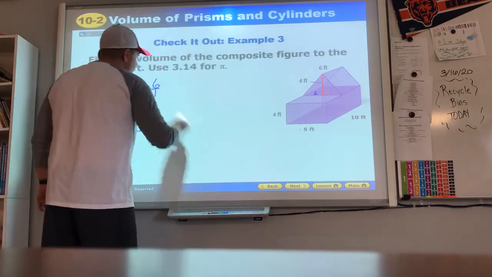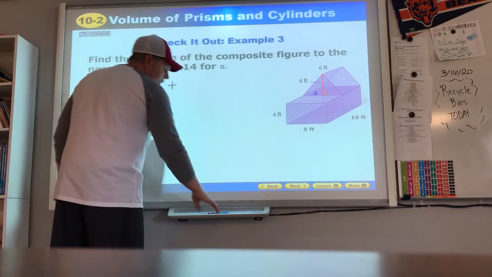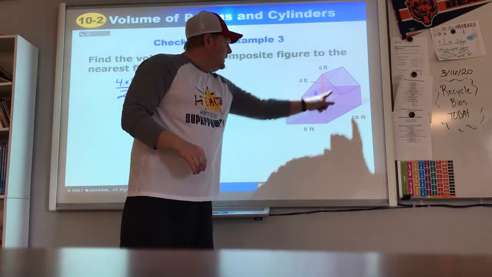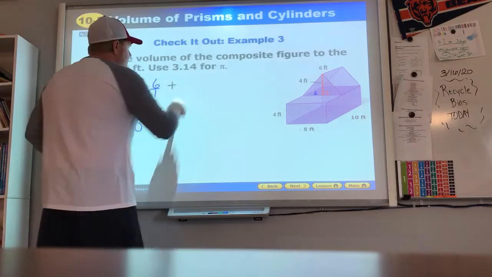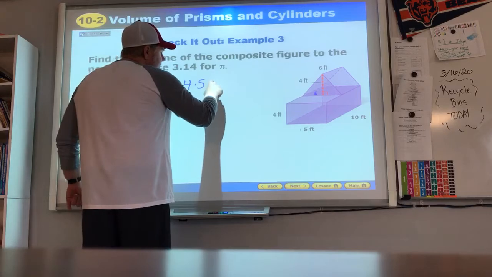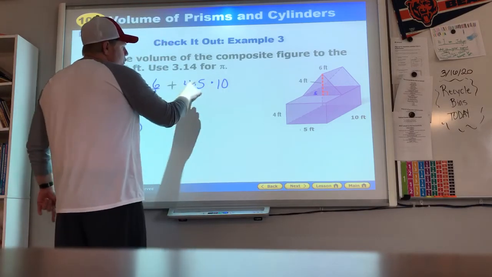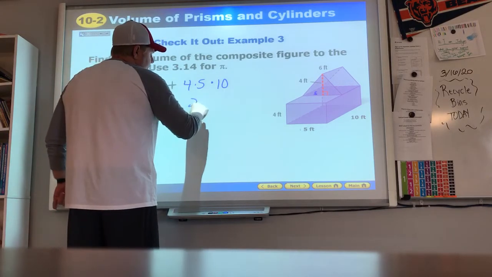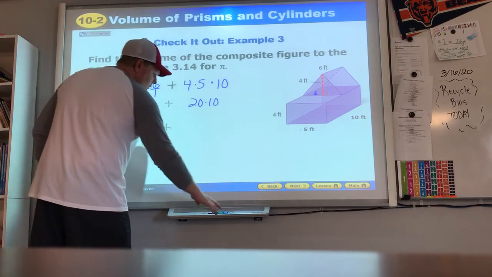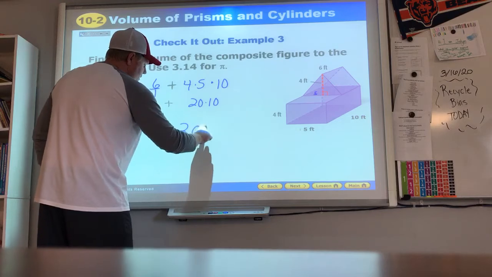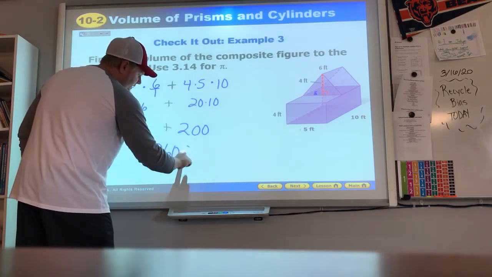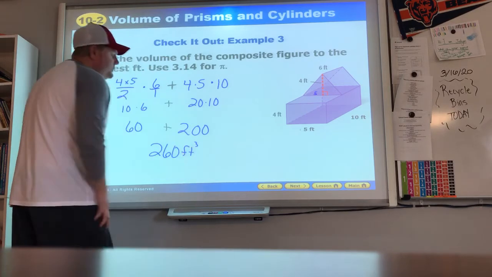Now we were going to add all that to the area for our bottom shape. Do you see that rectangle, a 4 by 5, 4 by 5? Those are the bases. 4 times 5 is your 20. Times the height of 10. So that's 20 times 10. I see 20 times 10. Have to keep my addition sign between. That would be 200. And you get an answer of 260 feet cubed.